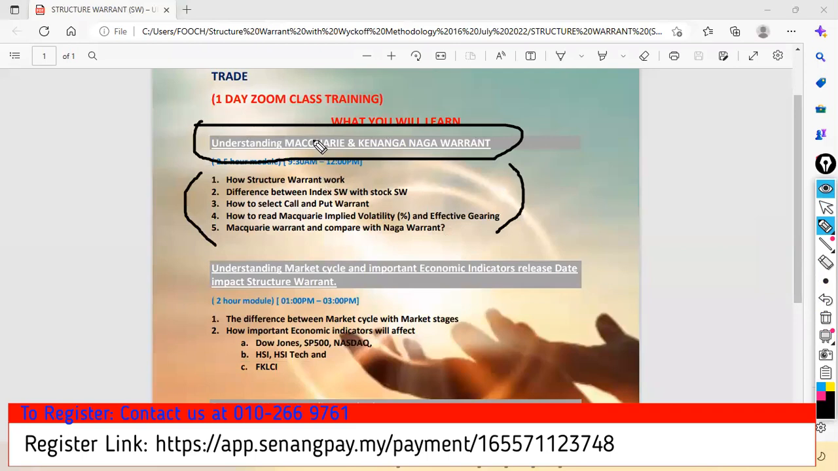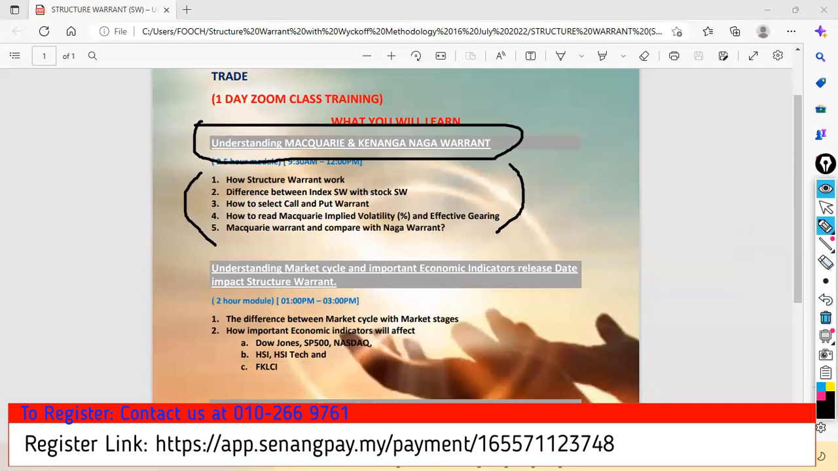It's not only Macquarie that offers structured warrants. Kenanga also offers some very good warrants you can choose to trade, because choosing the correct warrant is very important. Some warrants do not move at all, and some warrants move really identically with the index. This is the main thing that we will share.